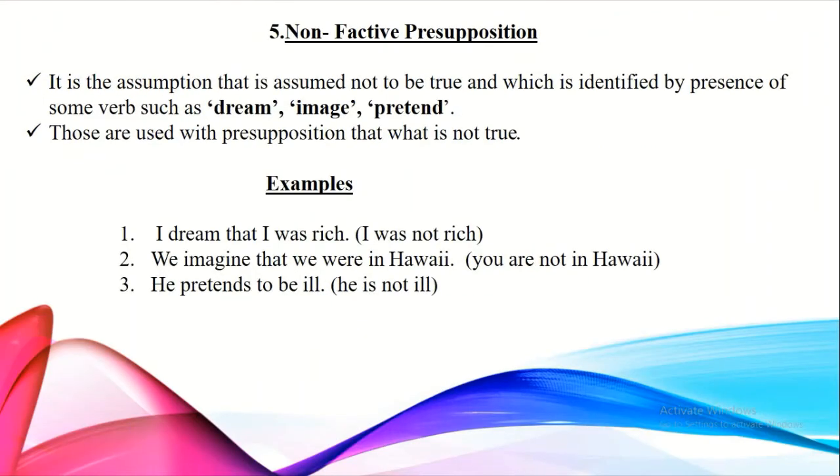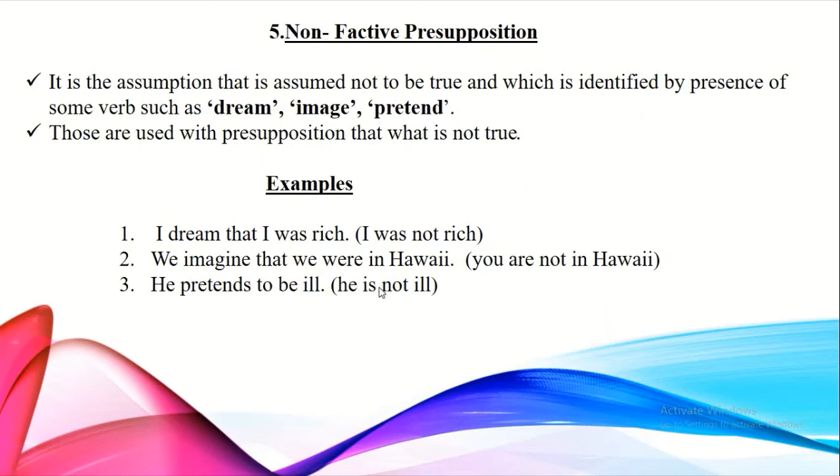The final one is non-factive presupposition. It is an assumption that is assumed not to be true and is identified by the presence of verbs such as dream, imagine, and pretend. Those are used with presuppositions that are not true. For example, "I dreamed I was rich." I was not rich. That is the fact. "We imagine we are in Hawaii." You are not in your desired place. So it's non-factive presupposition. "He pretends to be ill." He is not ill. He is alright. That is the fact. So he is pretending to be ill.